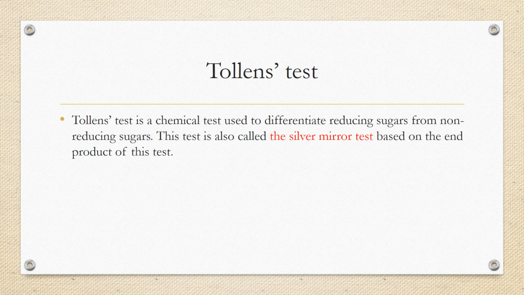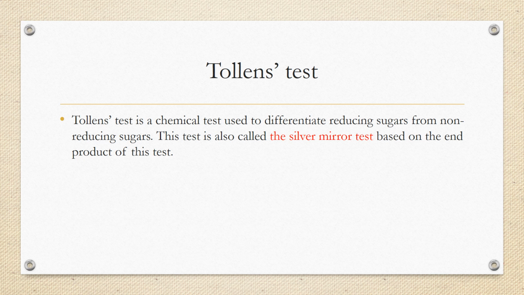We will start with Tollen's test. It's a chemical test used to differentiate reducing sugars from non-reducing sugars and to identify the aldose sugars from ketose sugars.